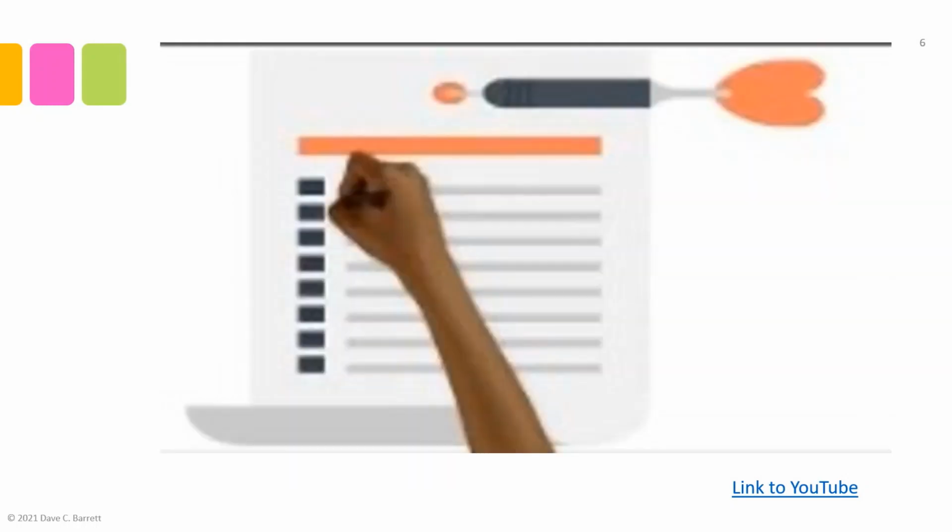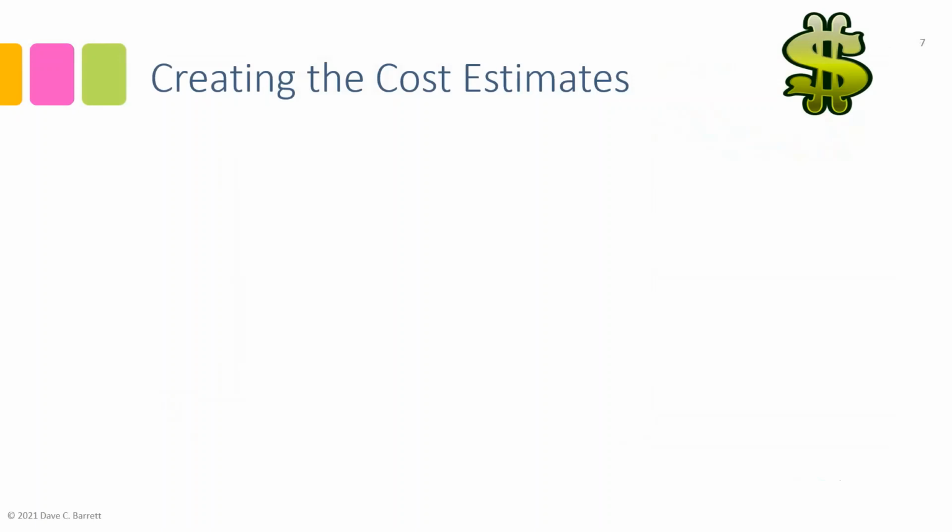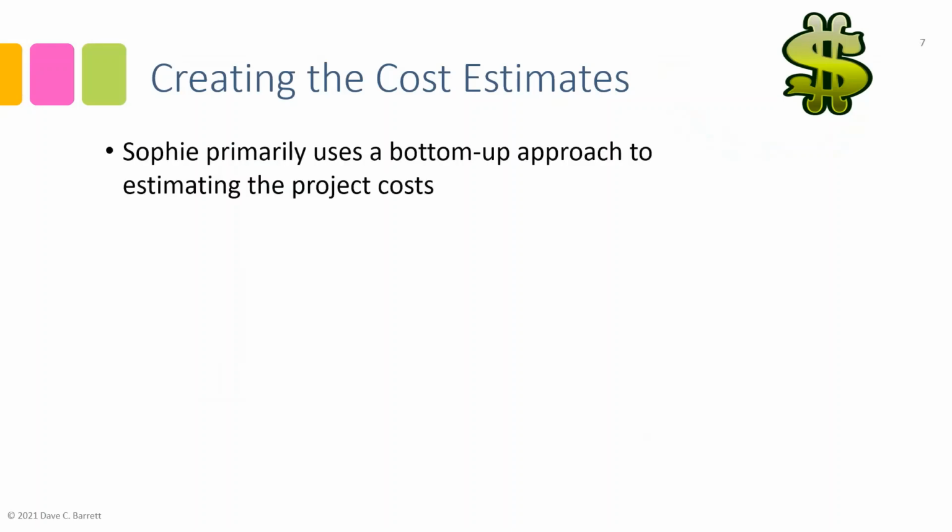Okay, so we saw in that video a number of things that the project manager, Sophie, was doing. So this is all part of creating the cost estimates. Now, you noticed that Sophie primarily used a bottom-up approach to estimating the project cost, though there was mention that she considered past projects as well. So you could see some analogous estimating was creeping in there somewhat.